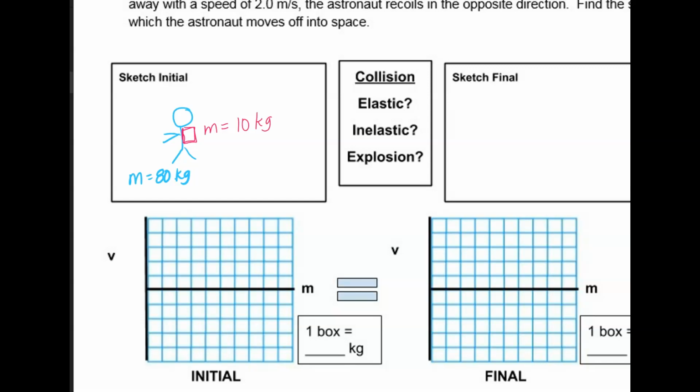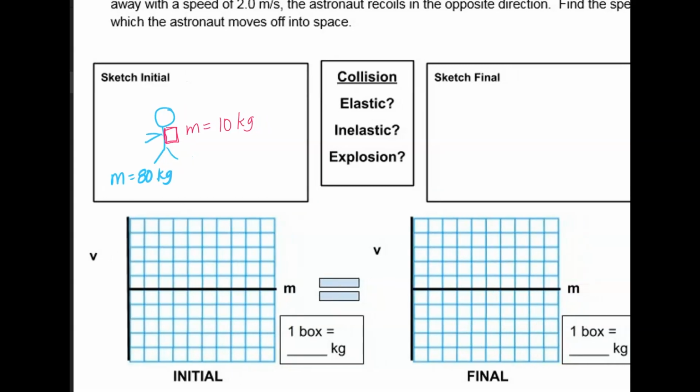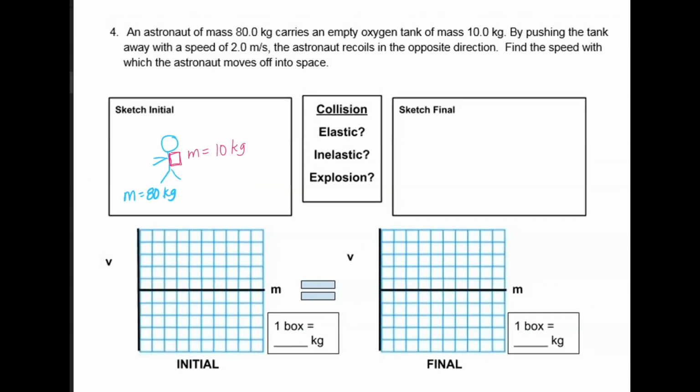Now they start together and then they come apart in the final. The problem says by pushing the tank away with a speed of 2.0 meters per second. So that means that the tank is going one way at a velocity of 2.0 meters per second, and the astronaut is going the other way at, we don't know, but their masses stay the same. So we know that much.